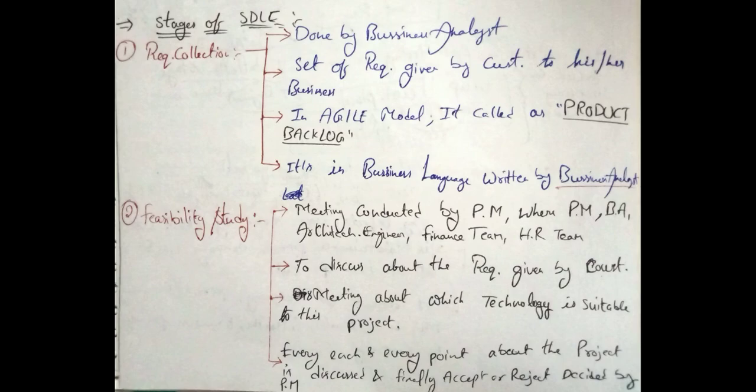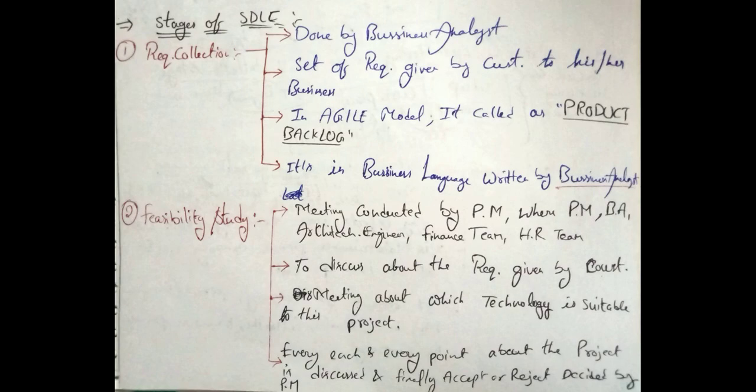See, the first stage of SDLC is requirement collection. Requirement collection is done by the business analyst. It is a set of requirements given by the customer for his business. The same set of requirements in the Agile model we call the product backlog, and these requirements are in business language. These are the main points we have to remember.